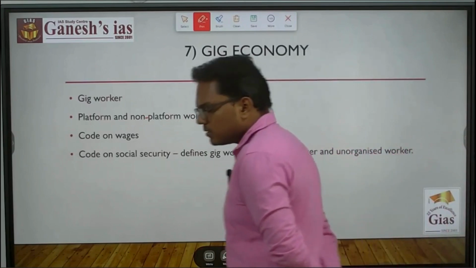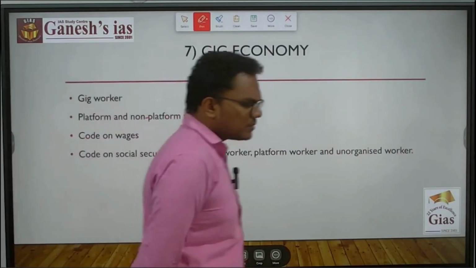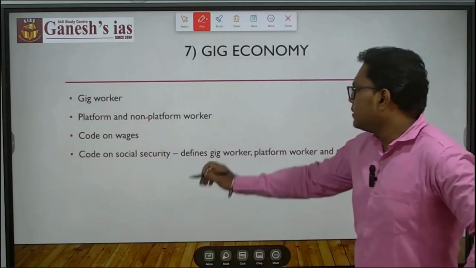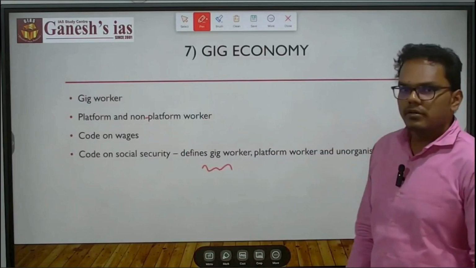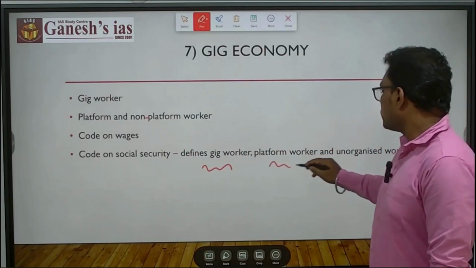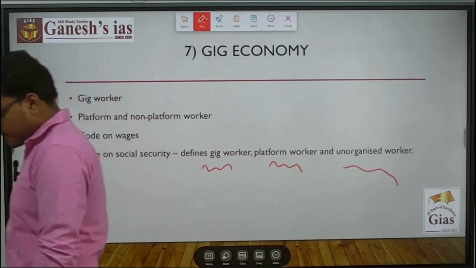And then your Code on Wages and your Code on Social Security, they both talk about gig workers. Your Code on Social Security defines who a gig worker is. So you just go through that definition, and then it also talks about who is a platform worker and who is an unorganized worker.